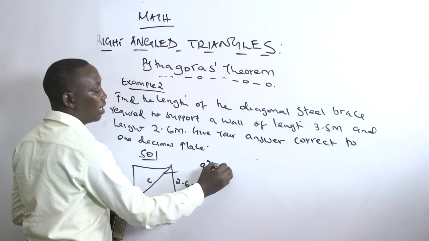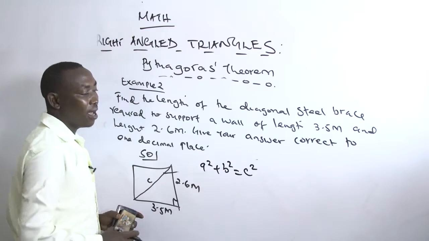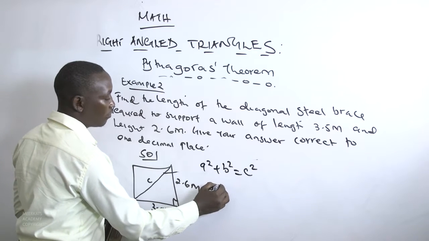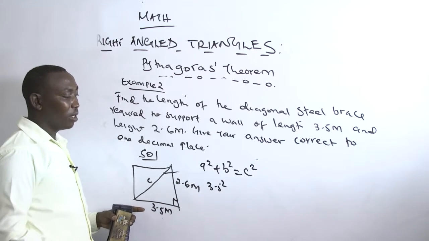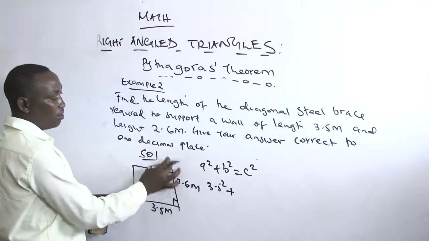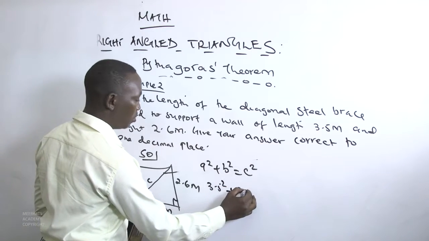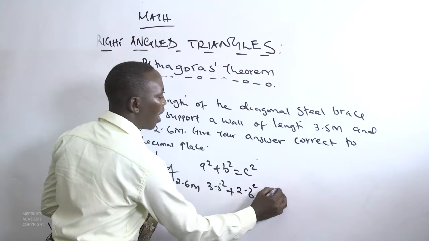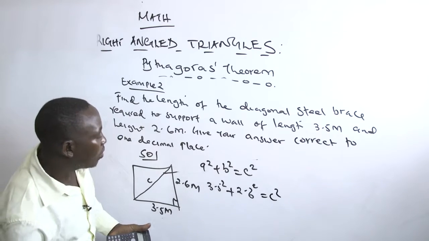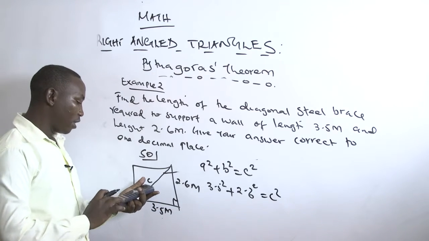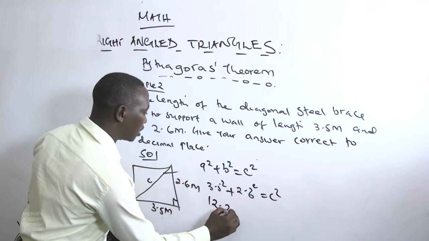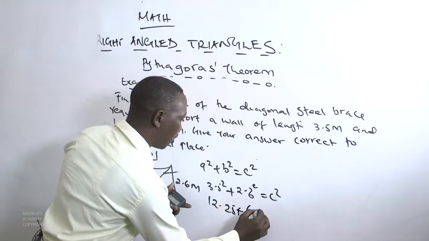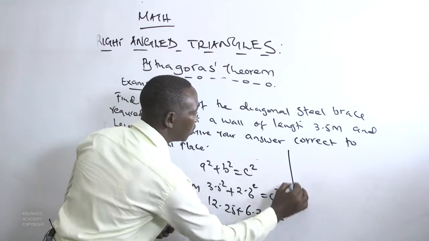We have said a squared plus b squared is equal to c squared. That is the Pythagoras Theorem. The two shorter sides, one is 3.5 meters, so that will be 3.5 squared, plus the other one is 2.6, so we get 2.6, we square it, it will give us c squared. When you get the square of 3.5, you'll get 12.25. The square of 2.6 is 6.76, which is equal to c squared.